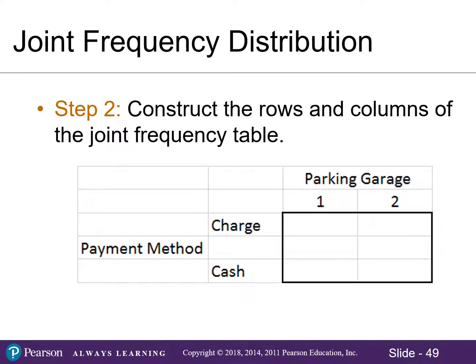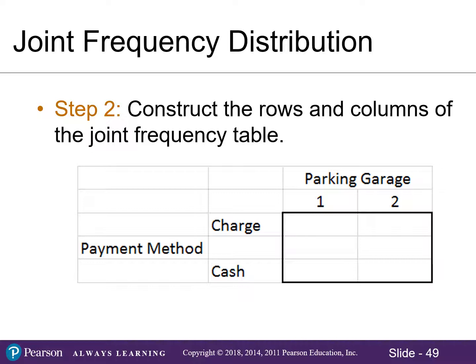So we make ourselves a table. So you take your one variable and make it your rows. So here's my charge type, making rows. And then the other one is going to make your columns. So parking garage 1 or 2. So individuals that fall in this box are going to be ones that charged and were in parking garage number 1. And down here will still be parking garage number 1, but ones who paid cash. And similarly for here and here.